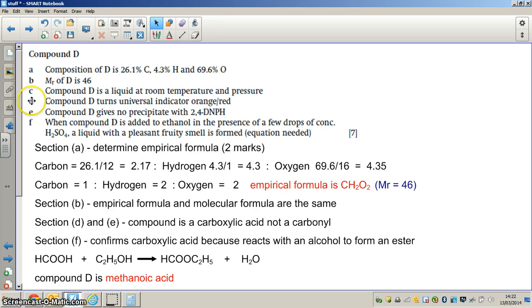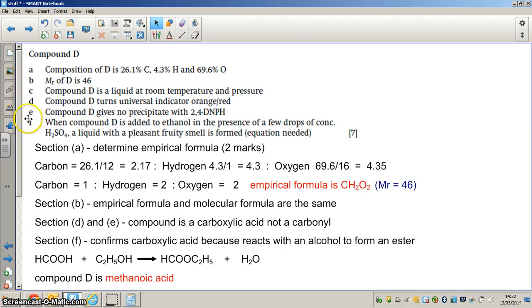Putting sections D and E together, we can deduce that compound D is actually a carboxylic acid, because it gives us an orange-red colour with universal indicator, implying an acid, and it does not give us a positive test with the 2,4-DNP, which would indicate we may have a carbonyl. So we can assume that we have a carboxylic acid.